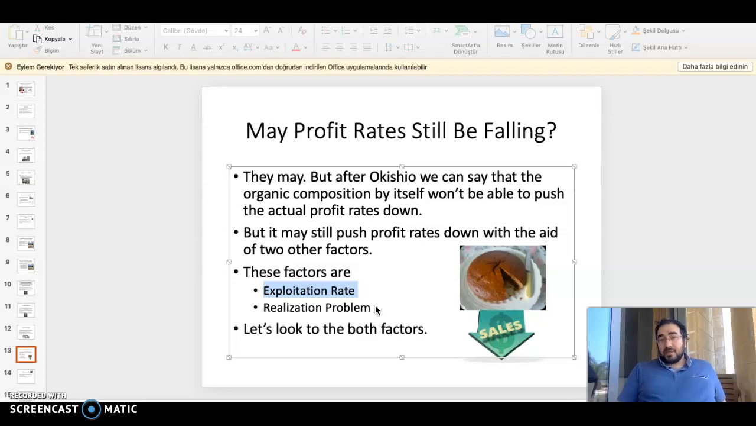Anyway, let's talk about this attempt, let's say, to save the theorem in the next part of this lecture.